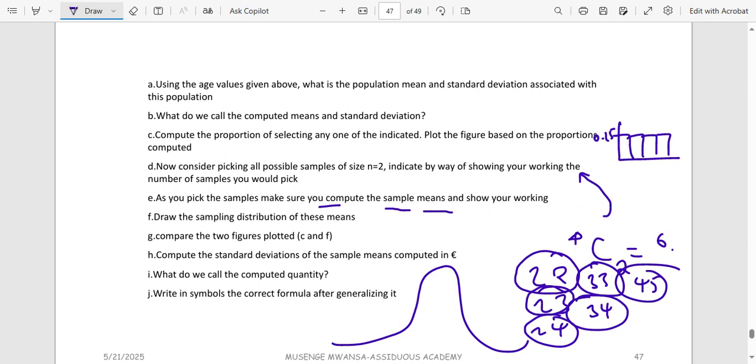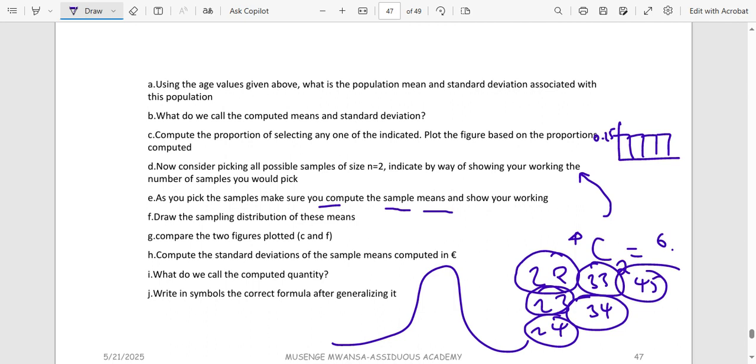This is how the graph will come out, because when you calculate the means, you are going to find that you have 19, 20, 21, 21, 22, 23. And then you can now just come here. The only value that is appearing twice, more than everyone else, is 21. So this graph is still following the normal Gaussian distribution. And then compare the figures that have been plotted, the first one that we plotted and the second one that we plotted. Compute the standard deviation of the sample means.